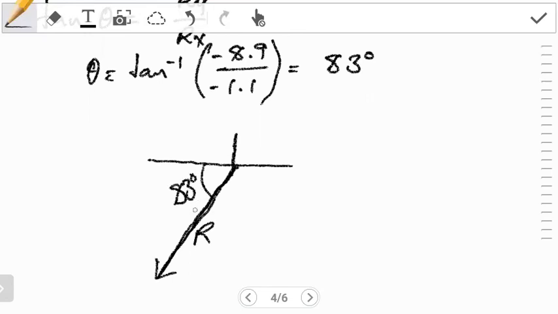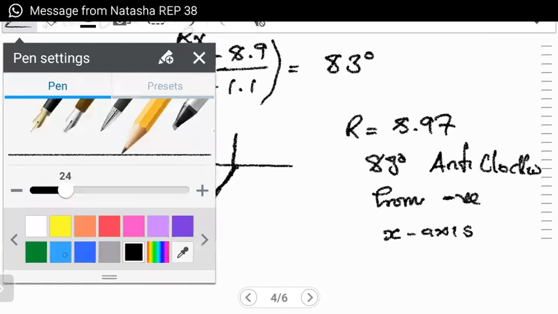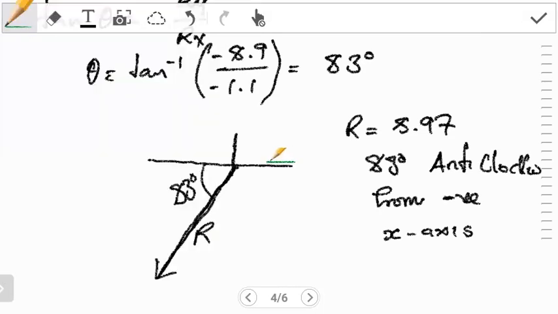So if you're going to give this as your answer, you'd have to say the resultant r is 8.97, and then you'd have to say 83 degrees anti-clockwise from the negative x-axis. This is how you'd have to state your answer. But since we know that by convention, angles are supposed to be measured from the positive x-axis, then you can try to get your answer or the angle from the positive x-axis.